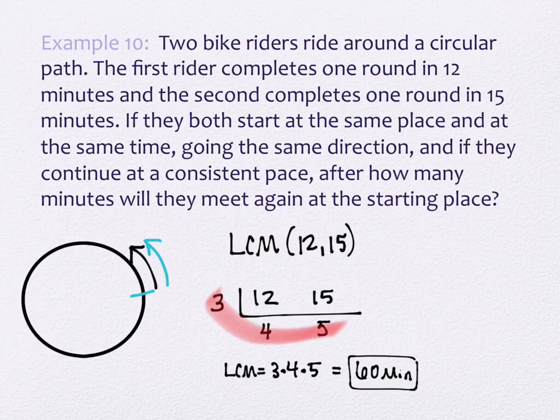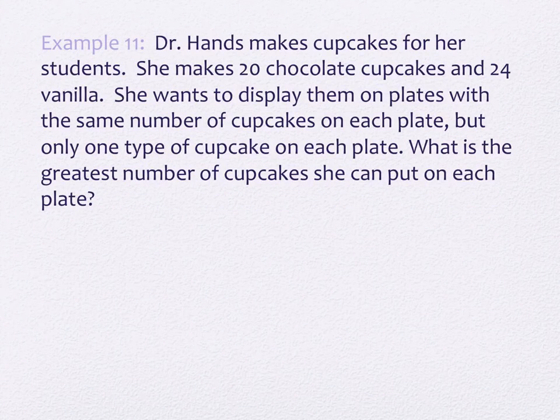Okay? So that's a very good example that's got product, not time, involved in a least common multiple scenario. All right, so by default, you probably know that this is going to be a GCD problem. But let's take a look at why. So Dr. Hands makes cupcakes for her students. She makes 20 chocolate cupcakes and 24 vanilla. She wants to display them on plates with the same number of cupcakes on each plate, but only one type of cupcake on each plate. What is the greatest number of cupcakes she can put on each plate?